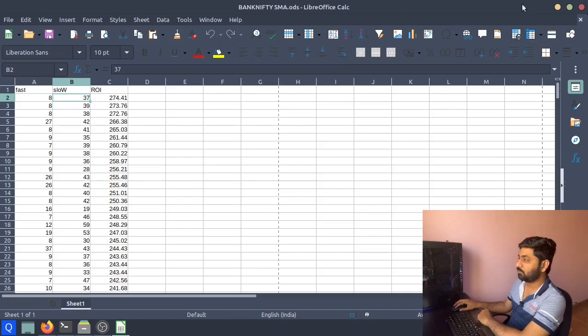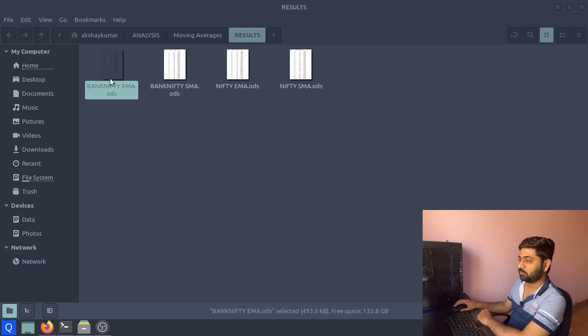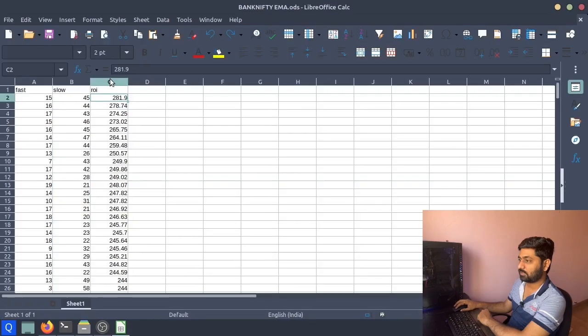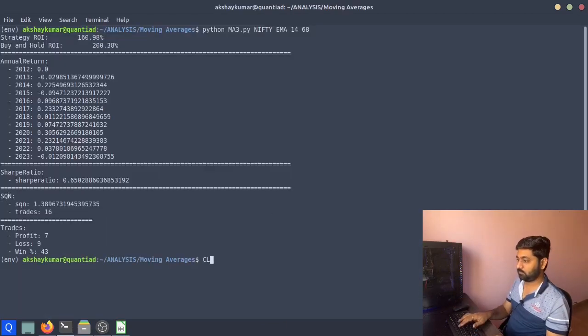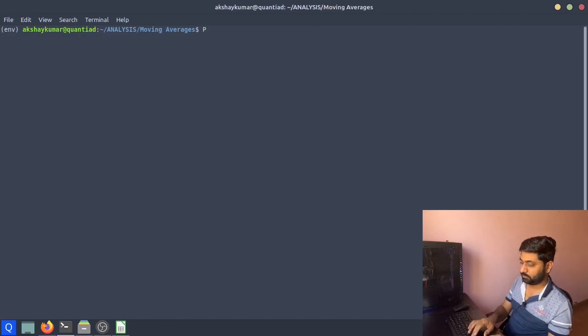So these settings are for simple moving average, and if you go for exponential moving average, you will get even more profit, that is 281%, around 282%. Here you have to use the fast moving average as 50 and the slow as 45. Let's go into details of that setting. Bank Nifty exponential moving average 50 and 45.